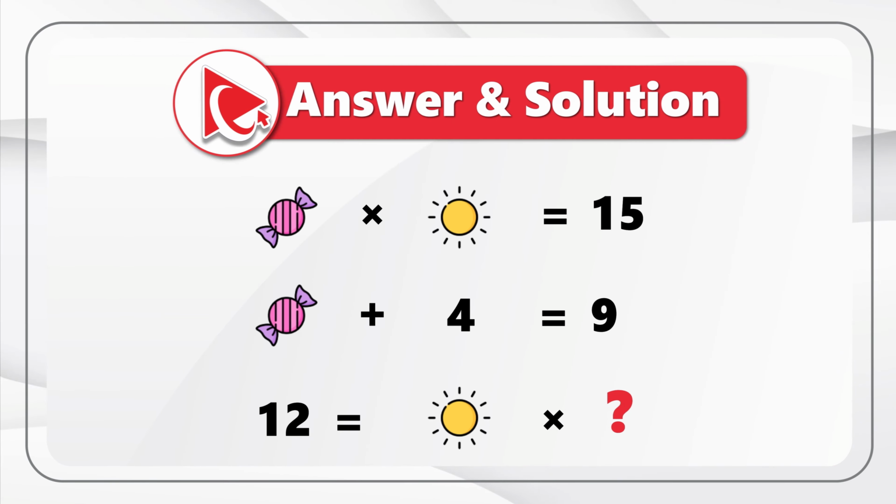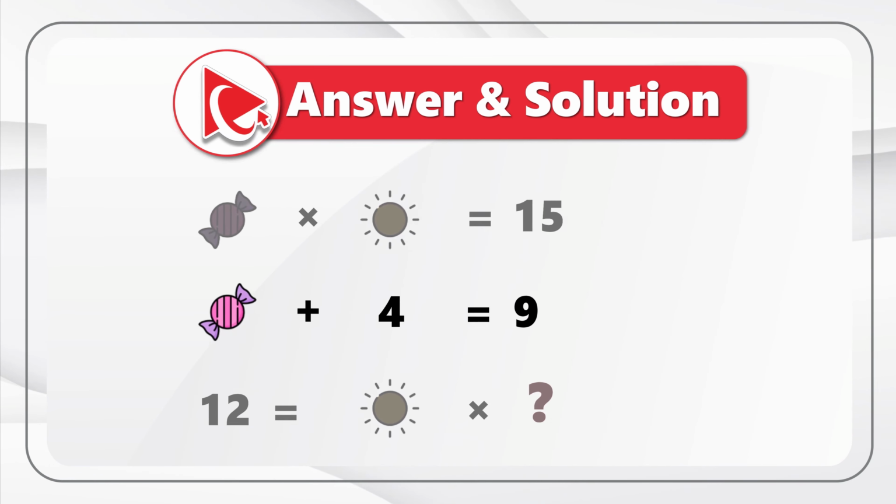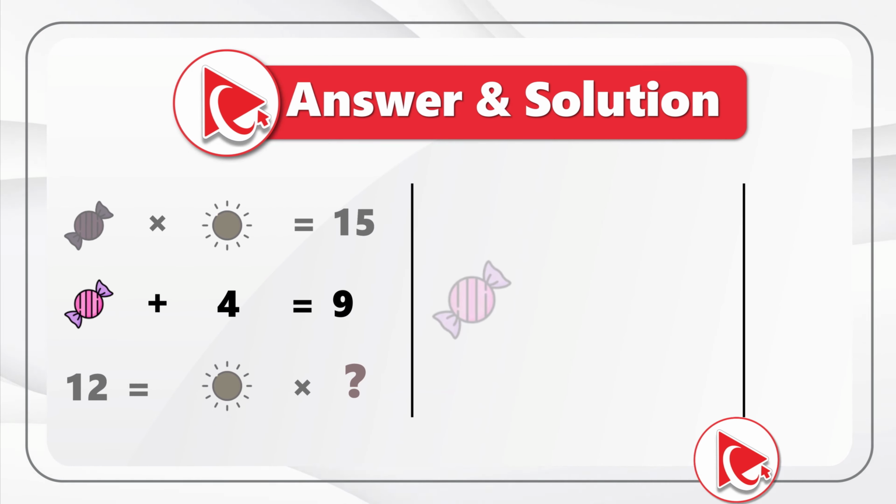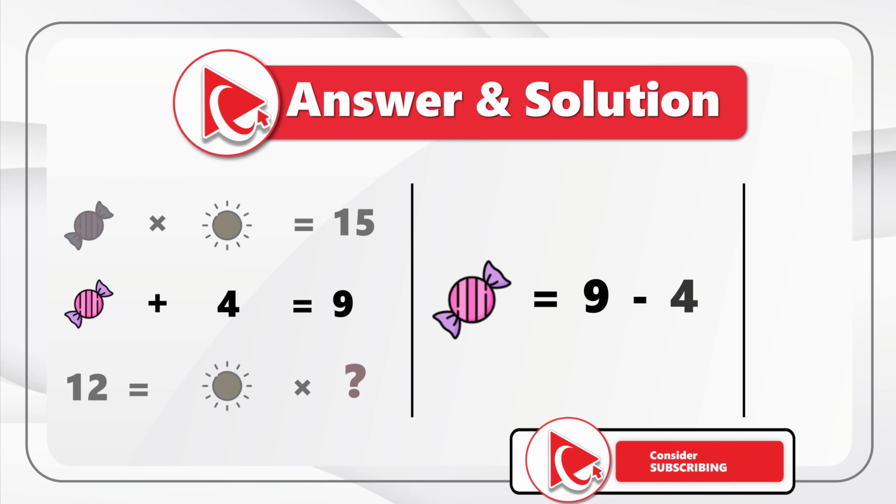This set of expressions looks unsolvable. But in reality, if we start with the middle expression, we can actually solve it. Let me demonstrate. Let's start with the expression candy plus 4 equals 9. Believe it or not, but we can actually calculate it. Candy would be equal 9 minus 4, and we can calculate the value for candy, which would be equal to 5.